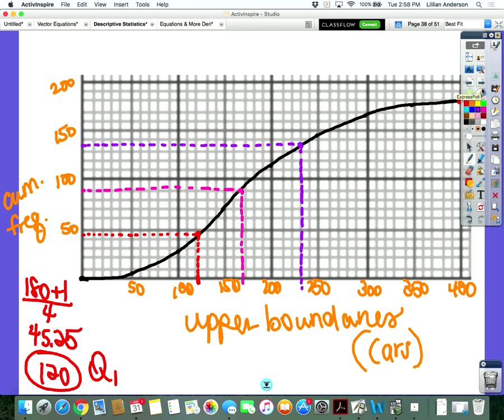Now, when they give you a cumulative frequency curve, like one that's already computerized, then that scale, give or take, is going to be really, really small. Okay? They're expecting you guys to be spot on.